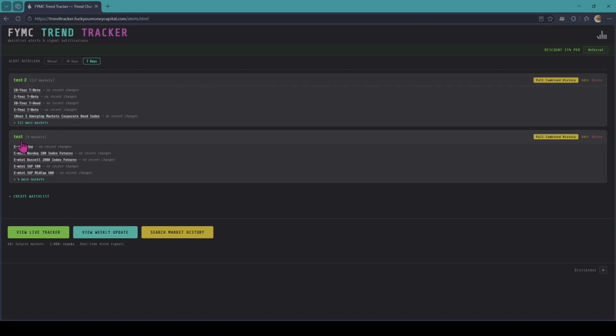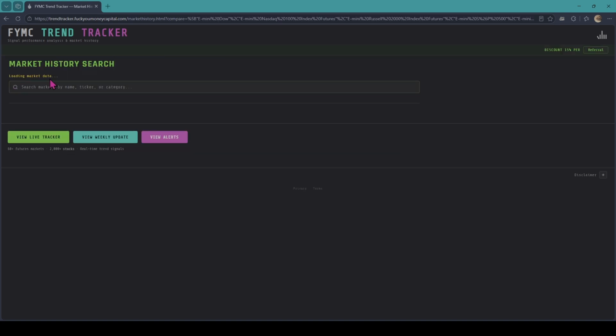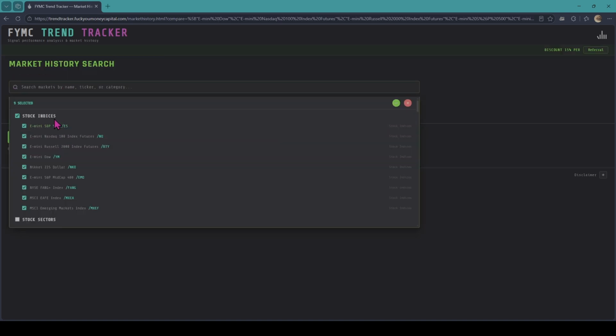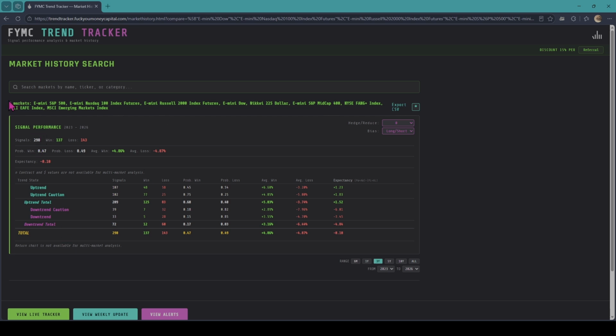In the alerts, let's say here we have a test, which is all the equity markets. If I click pull combined history, it's going to jump me right to the market history search. It's going to pull them all up. So that's everything in the 9 things that we had in that watch list. It's the combined thing. This is looking at all stock indexes, right? So over the last year, you see uptrend caution still had the highest expectancy over the uptrend. Over the 3-year period, again, uptrend caution beats uptrend in terms of total positive expectancy. And again, as you go farther back, that remains true.